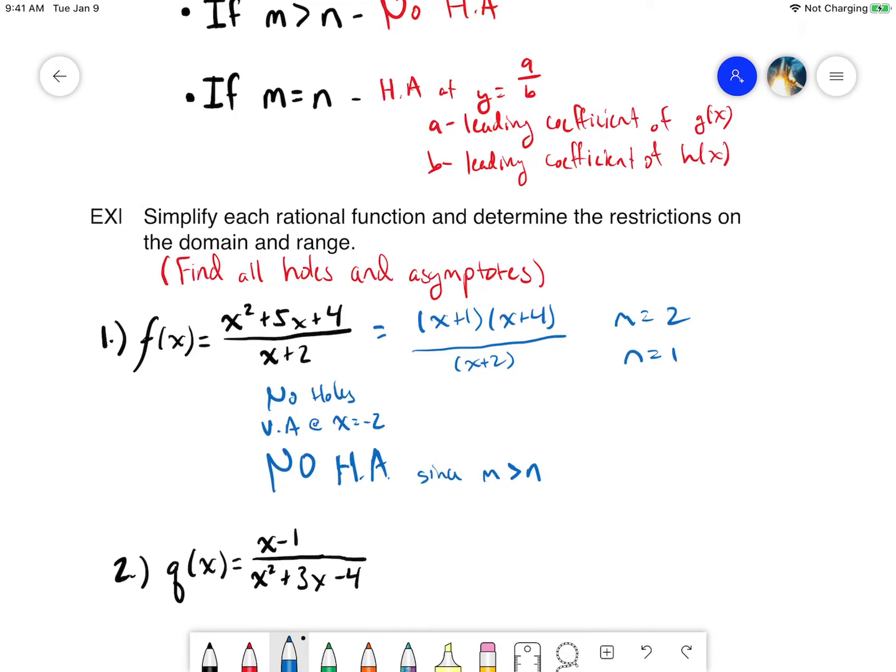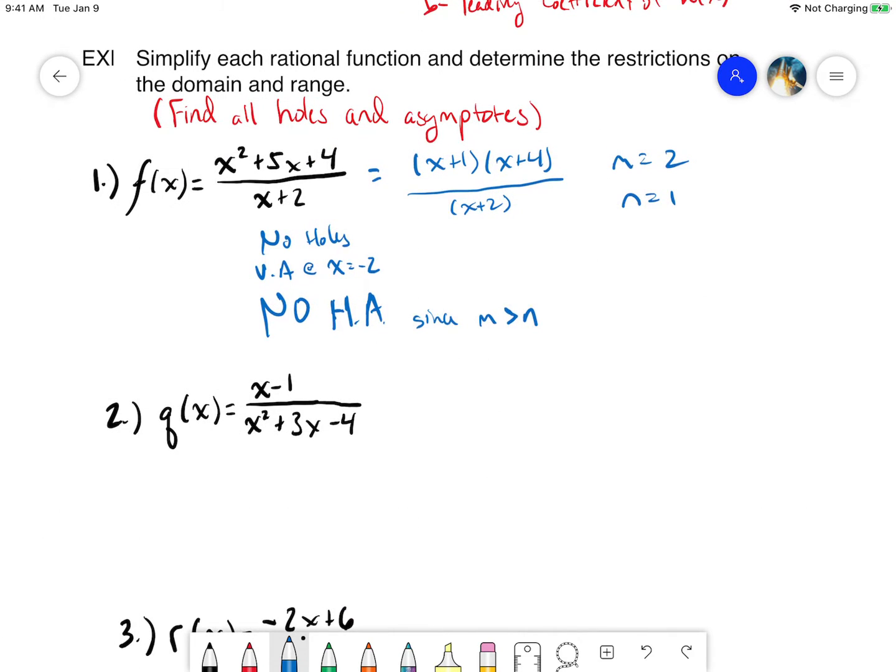Moving on to the second one. Again, what we're going to do is simplify these out. The top is already simplified, so I'm just going to have an x minus 1, and then the bottom is going to simplify to two numbers that multiply together to give me.